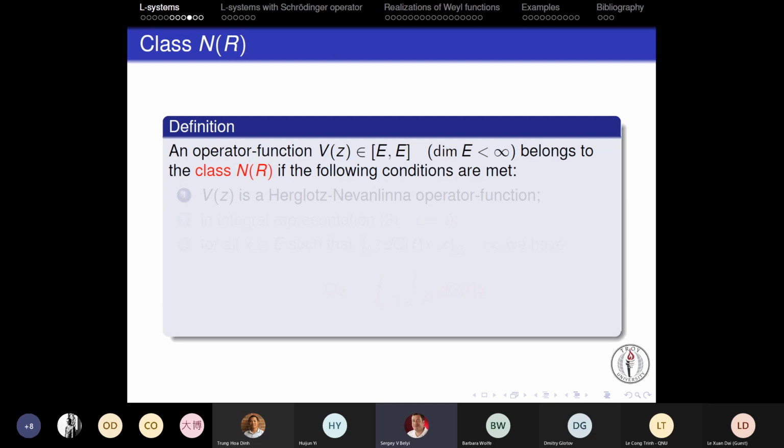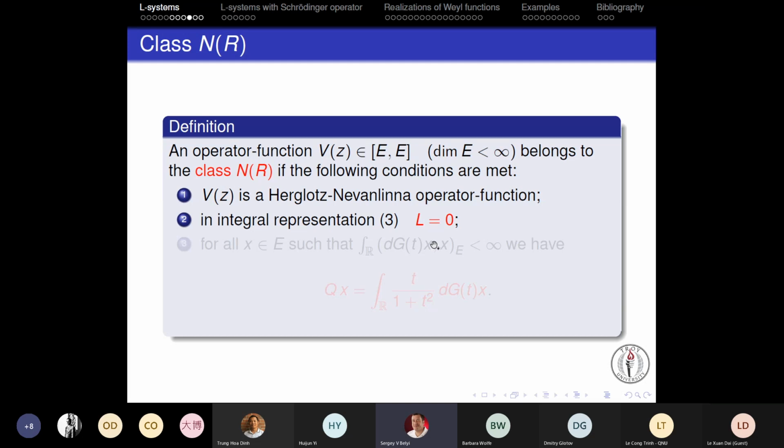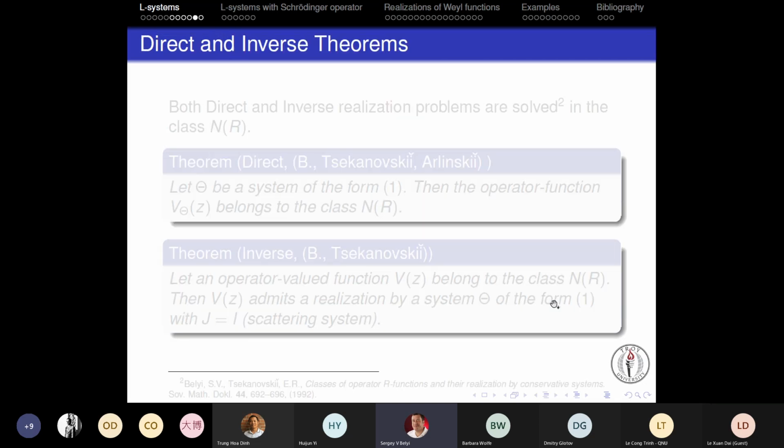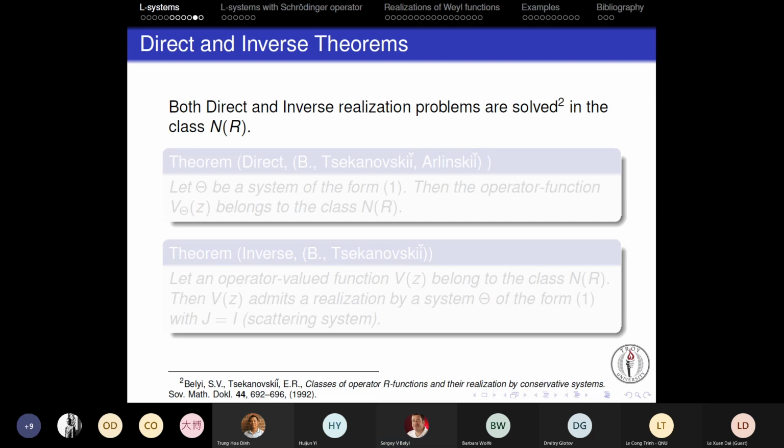So the name of this class is NR, and the conditions that need to be met are, of course, V of z has to be a Herglotz-Nevanlinna function, and in this integral representation the linear term should be 0, and the measure in the integral representation should be such that the constant term in the integral representation applied to vector x would behave like that. So these three conditions let us solve the direct and inverse problems.